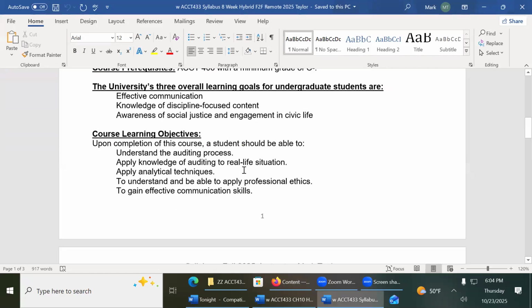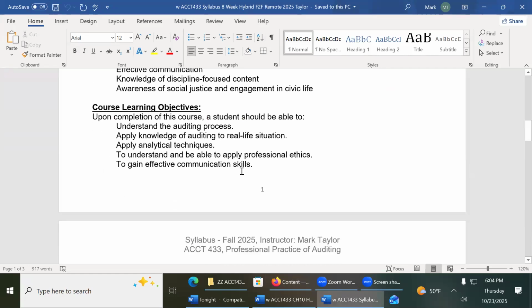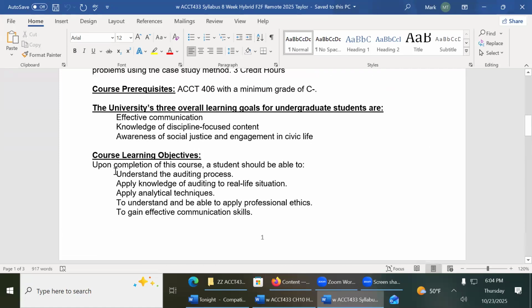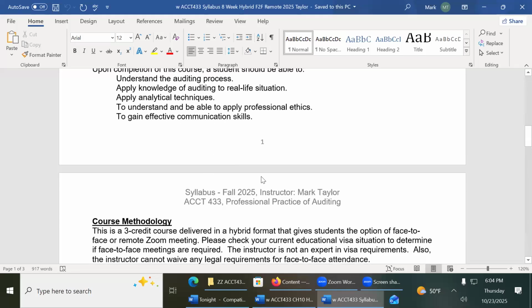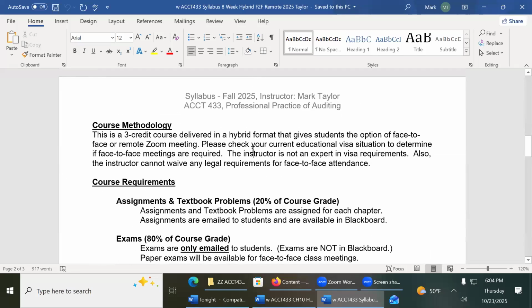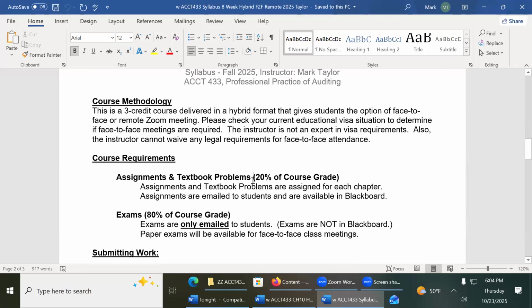So let's go back to the syllabus. I'm going to let you guys go through the objectives if you want. They're what you would expect from almost any class. Apply the knowledge, analytical techniques, blah blah blah. Course methodology. Of course, this is the Zoom class. It's also a face-to-face. Course materials.